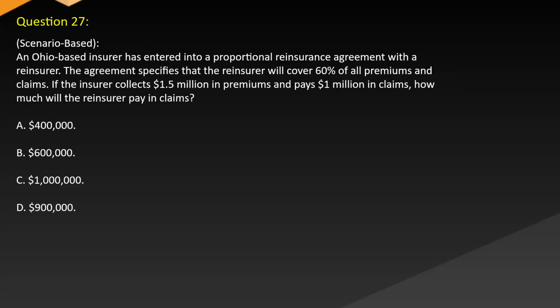Question 27. Scenario-based. An Ohio-based insurer has entered into a proportional reinsurance agreement with a reinsurer. The agreement specifies that the reinsurer will cover 60% of all premiums and claims. If the insurer collects $1.5 million in premiums and pays $1 million in claims, how much will the reinsurer pay in claims? A. $400,000. B. $600,000. C. $1 million. D. $900,000.